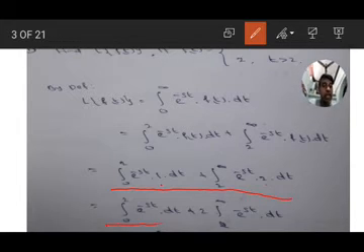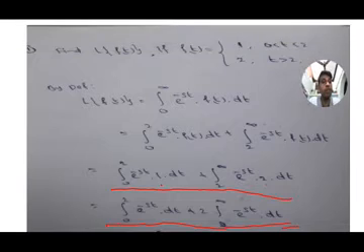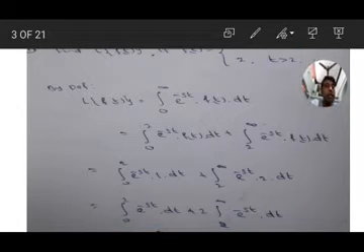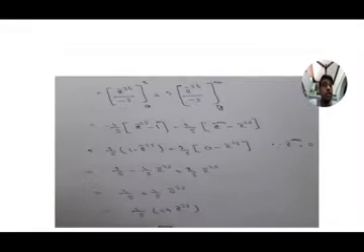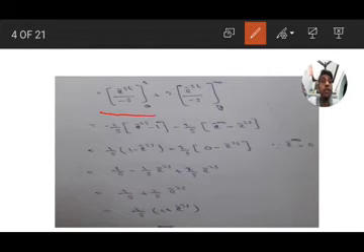Next step, we get the integral from 0 to 2 of e to the power of minus s t dt, plus 2 times the integral from 2 to infinity of e to the power of minus s t dt. By using the formulas, the integral of e to the power of minus s t is e to the power of minus s t by minus s. For the first, the limits are 0 to 2, and for the second, 2 to infinity: upper limit minus lower limit.